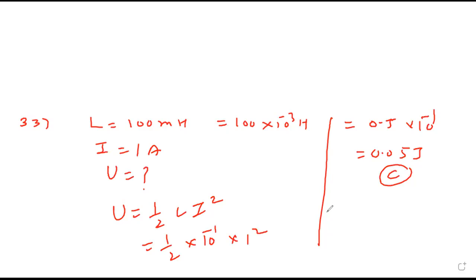Sums 34 and 35 I will do after completing AC circuit. 36 I am doing for you. 36, 37 these two we are doing. They are based on inductance. So with this we have completed all EMI part. Next lecture onwards AC circuit will start.